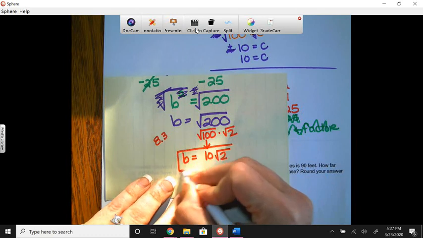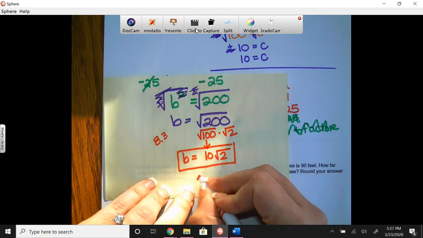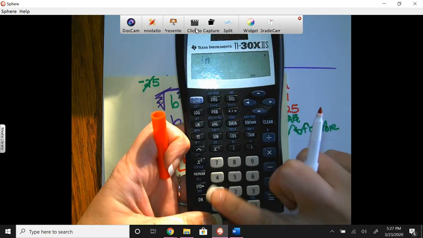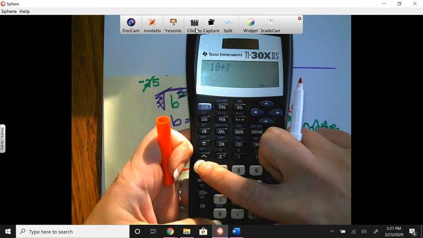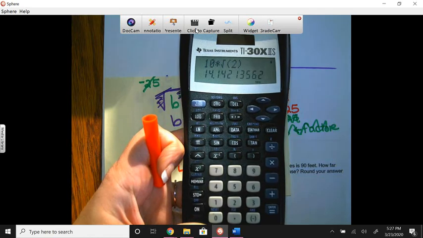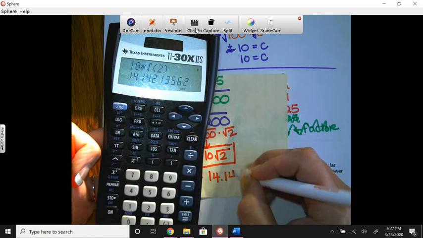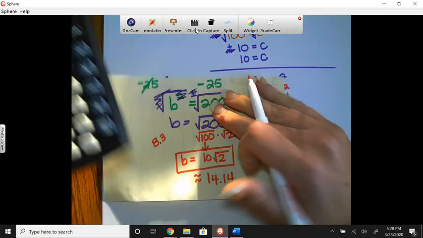Now, if the problem asked us to write it as a decimal, which it doesn't, we would enter that into our calculator, and it's about 14.14 feet.